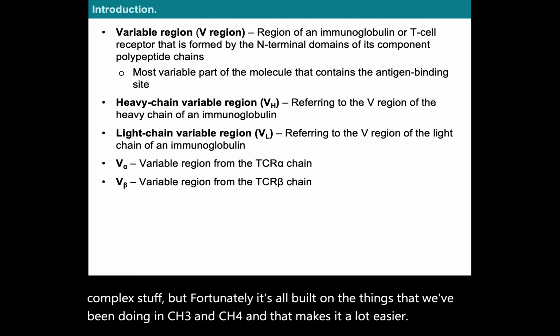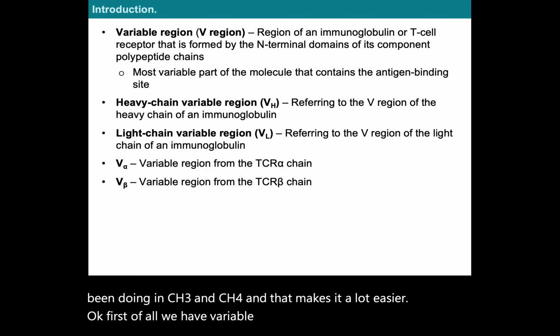Okay, first of all, we have variable regions. And we know about those, right? These are the parts that are going to be different on every antibody or different on every T cell receptor, generally. It's going to be the most variable part of the molecule, and it's usually, though not always, going to be the antigen binding site, because why would an antigen bind to all the antibodies if it bound at the non-variable sites? It wouldn't really matter which one you made, and you wouldn't be super specific potentially.